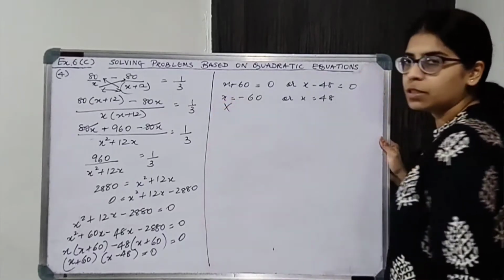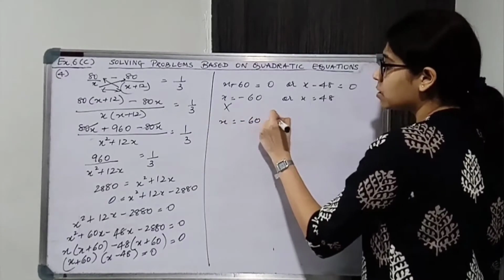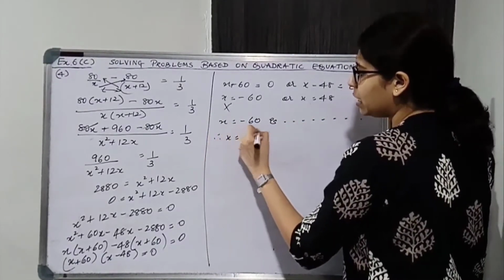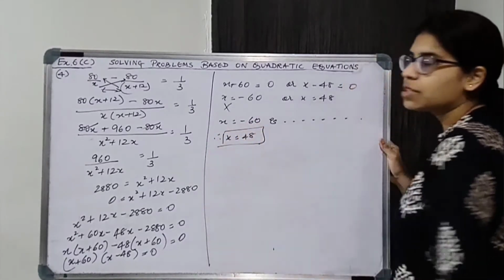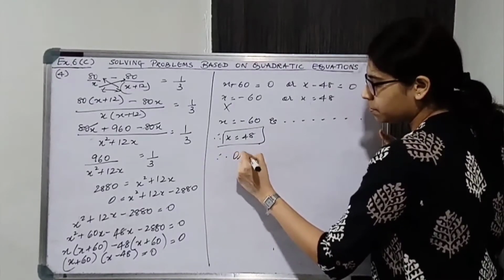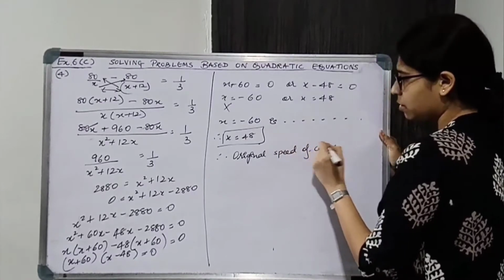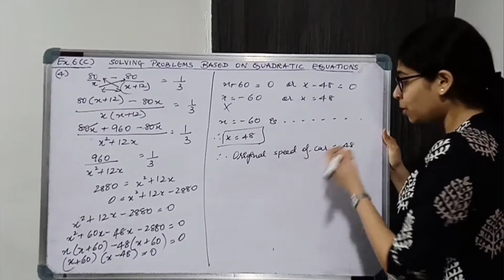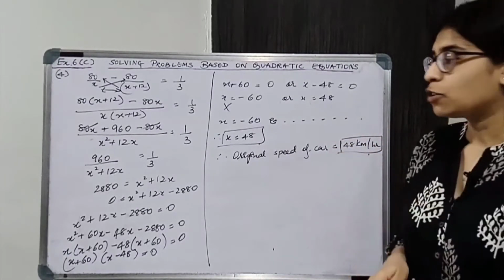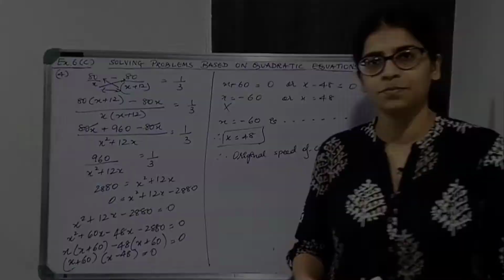This is not acceptable. Speed cannot be negative. So x equal to minus 60 is not acceptable. Therefore x is equal to 48. This is the original speed of the car. So therefore the original speed of the car is 48. What unit do you need to write? 48 km/h. Okay. Don't forget to write down the final statement. Don't forget the units and box the answer.